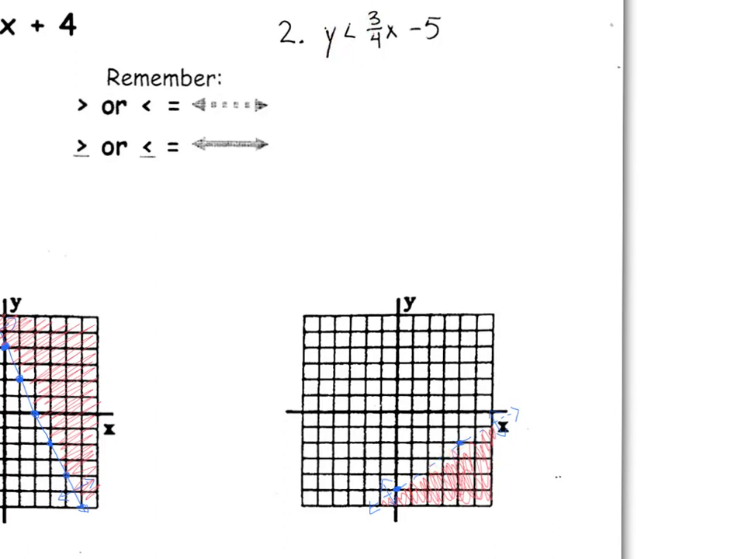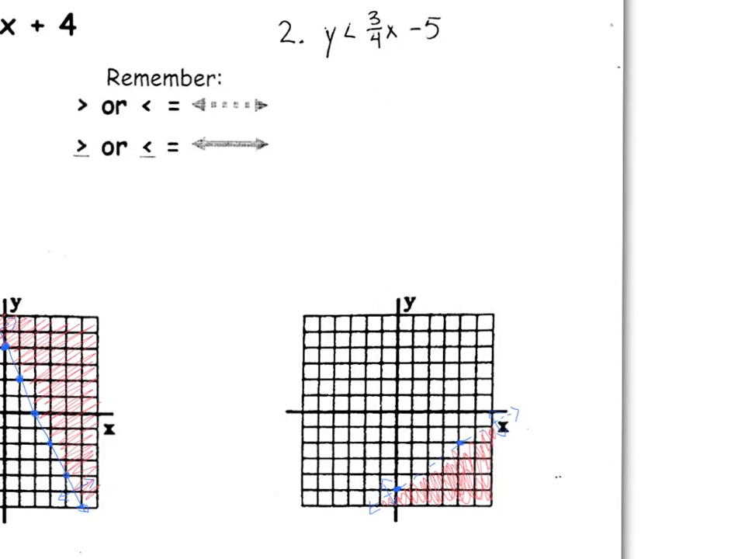Because this is not an equal to, it's just a regular less than, it's a dashed line. Drew my arrows off of my inequality line. And then went back to the inequality and noticed it's a less than, meaning that I shade to the arrows that point down. Okay? Alright.